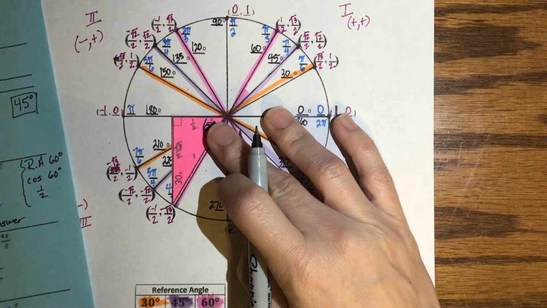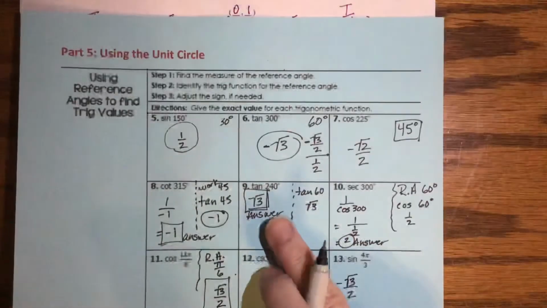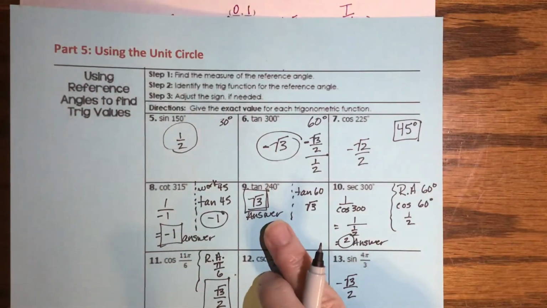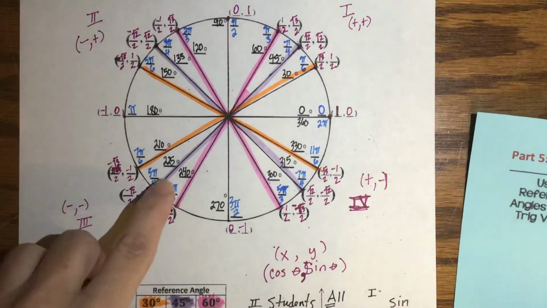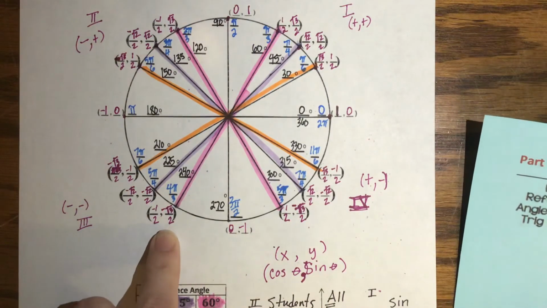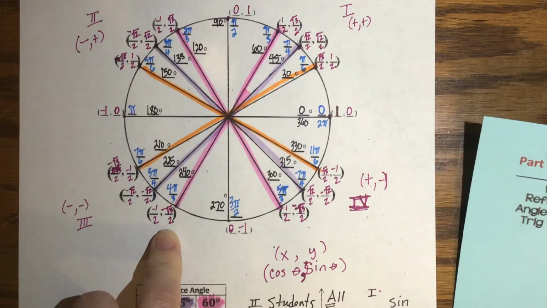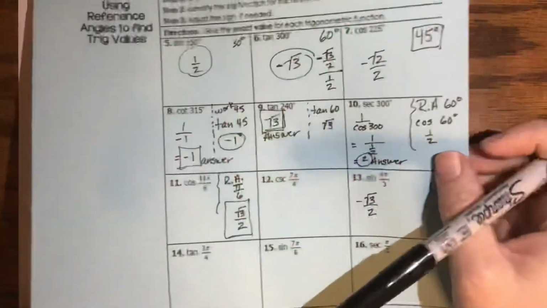In fact, that might have been easier, like back here. I probably should have done it that way. Tangent of 240. Well, I'd still have to do a little bit of work there because it's tangent, but not much. Yeah, we'll do these that way.